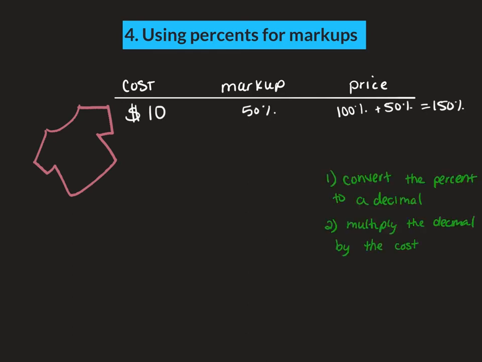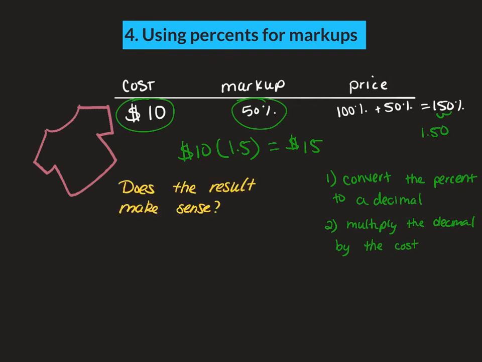Those same two steps come back. We're first going to convert the percent to decimal form, then we're going to multiply that decimal number by the cost. The decimal version of 150% is 1.5. I have a cost of $10. I need to multiply that by my decimal of 1.5, and when I do that, I get a result that the price should be $15 if I want to get all of my costs back plus a 50% markup.